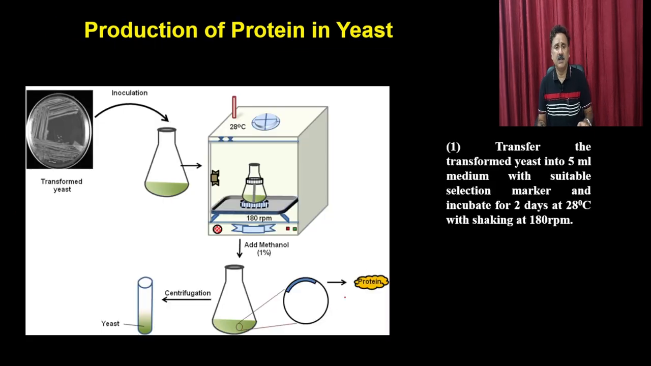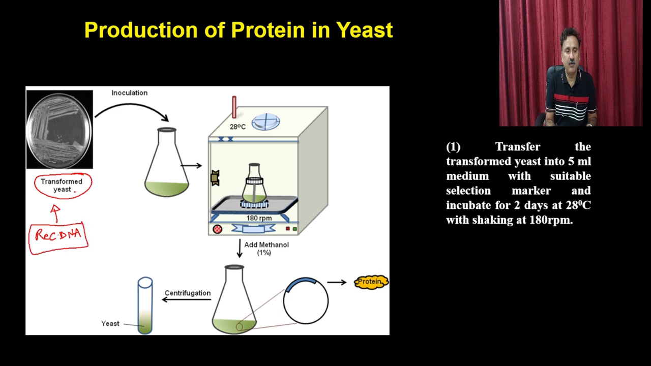What are these steps? This is what I have shown in a cartoon way, right? First, you are going to transform the yeast with the recombinant DNA technology. So, you are going to make the recombinant DNA, and you are going to transform the yeast. If you recall, we have discussed, you are going to use either the lithium chloride method or electroporation. With either of these methods, you are going to get the transform plate.